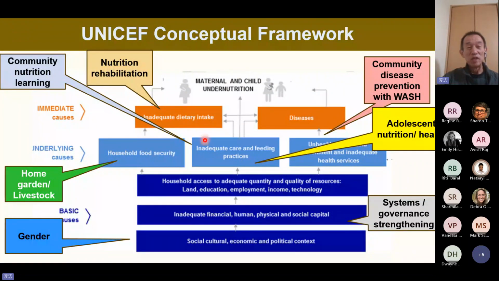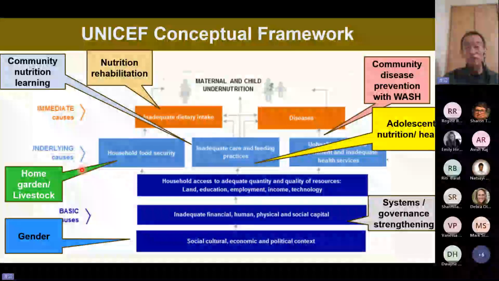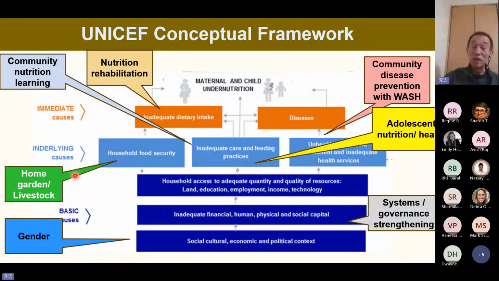And for household food security, the two countries' program also included the home garden, and in Laos it also included livestock. Gender was also a main part of the program, and it included system strengthening and governance capacity building. So those are a broad illustration of the conceptual framework of the program.